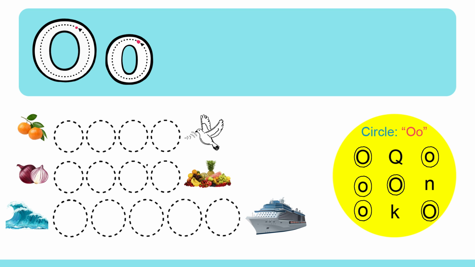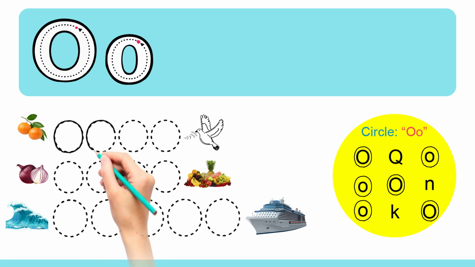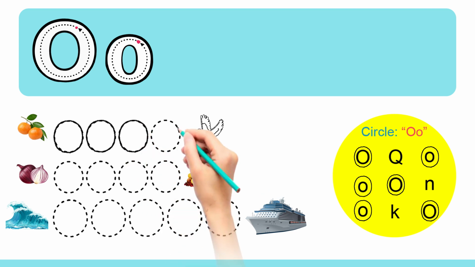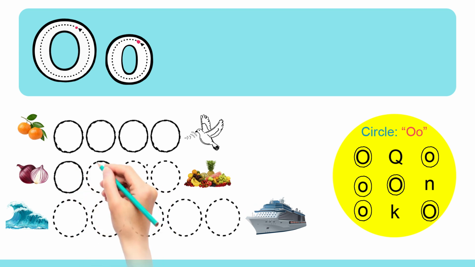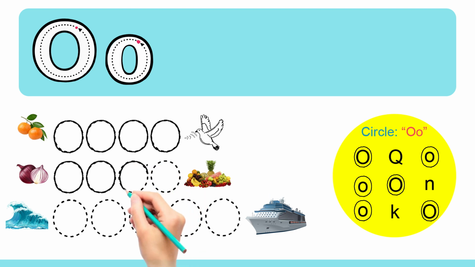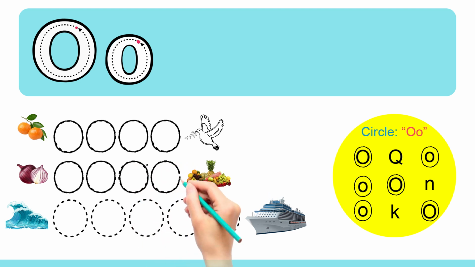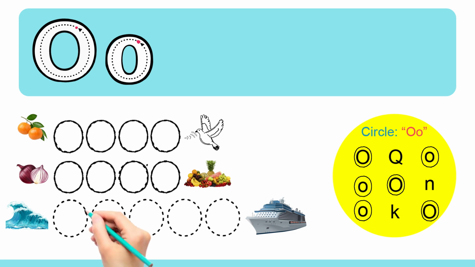Shabash. Connect lemon to the pigeon with the help of circles. Connect onion to the vegetable with the help of circles. Connect ocean to the ship with the help of circles.